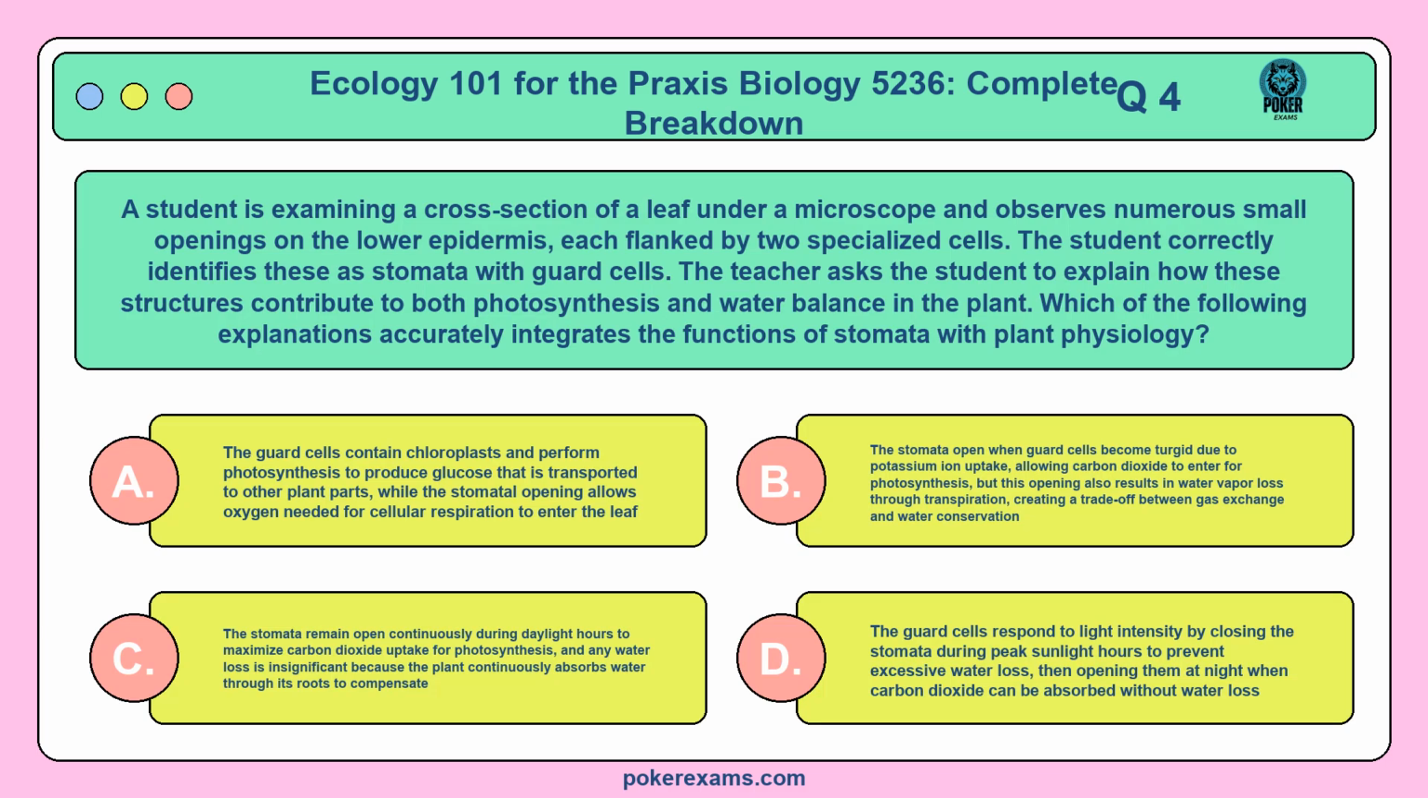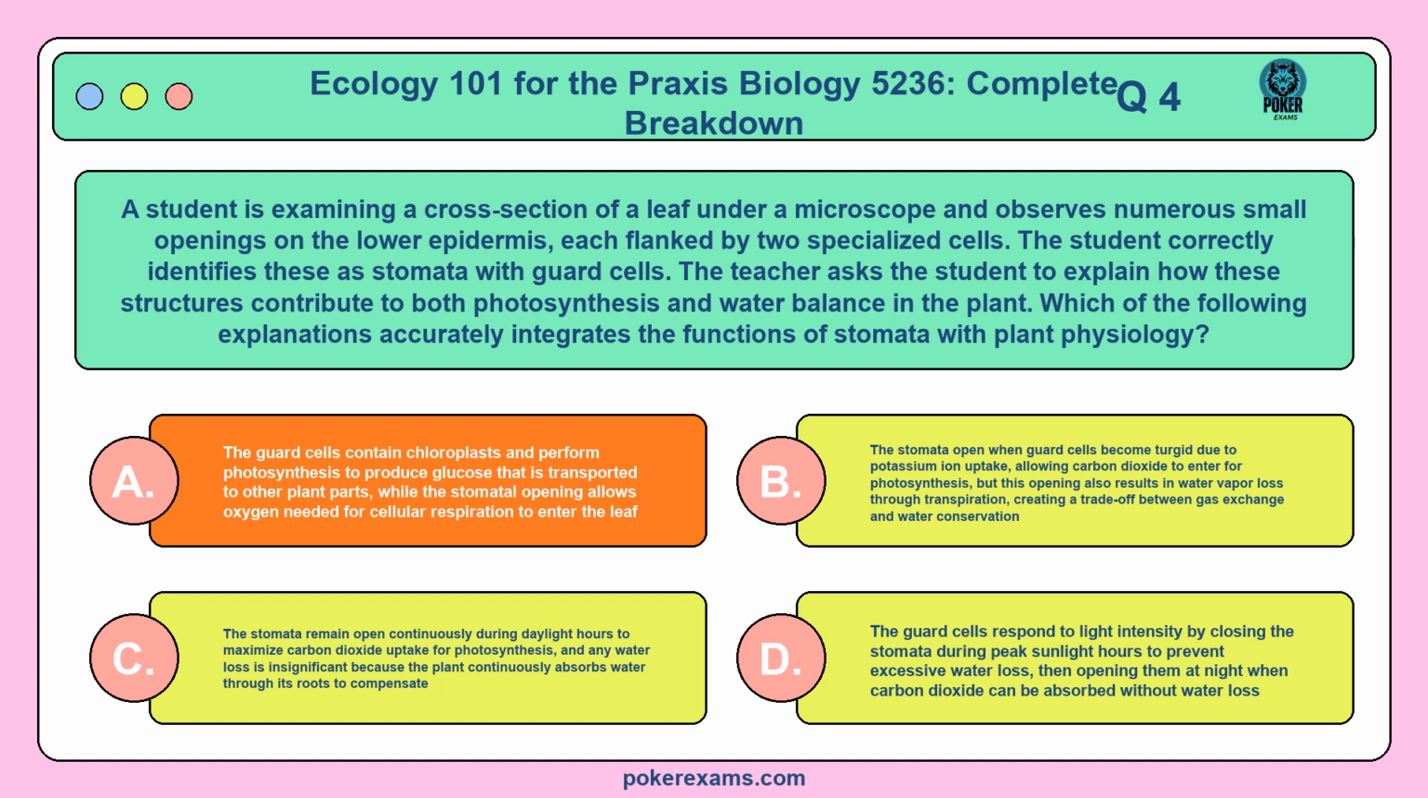A student is examining a cross-section of a leaf under a microscope and observes numerous small openings on the lower epidermis, each flanked by 2 specialized cells. The student correctly identifies these as stomata with guard cells. The teacher asks the student to explain how these structures contribute to both photosynthesis and water balance in the plant. Which of the following explanations accurately integrates the functions of stomata with plant physiology?